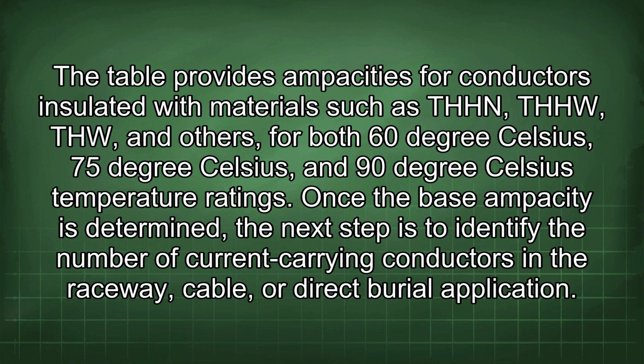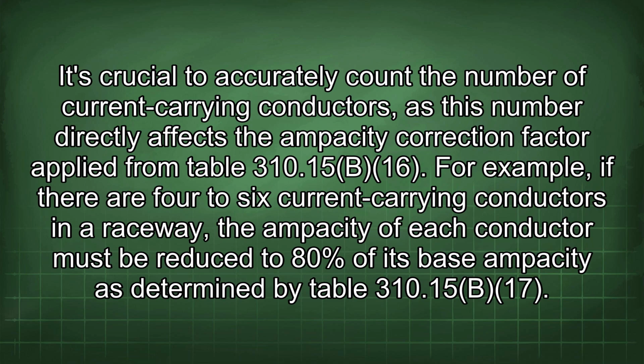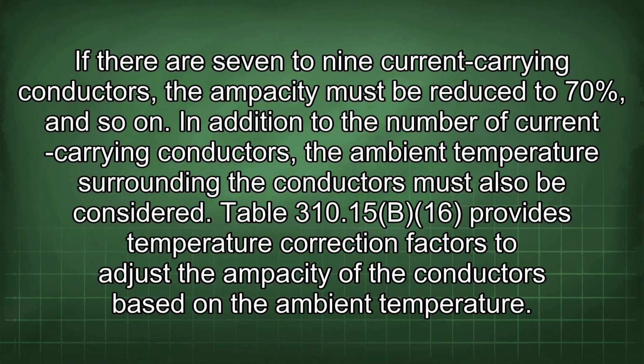Once the base ampacity is determined, the next step is to identify the number of current carrying conductors in the raceway, cable, or direct burial application. It's crucial to accurately count the number of current carrying conductors, as this number directly affects the ampacity correction factor applied from Table 310.15(B)(3)(a). For example, if there are 4 to 6 current carrying conductors in a raceway, the ampacity of each conductor must be reduced to 80% of its base ampacity as determined by Table 310.15(B)(16). If there are 7 to 9 current carrying conductors, the ampacity must be reduced to 70%, and so on.